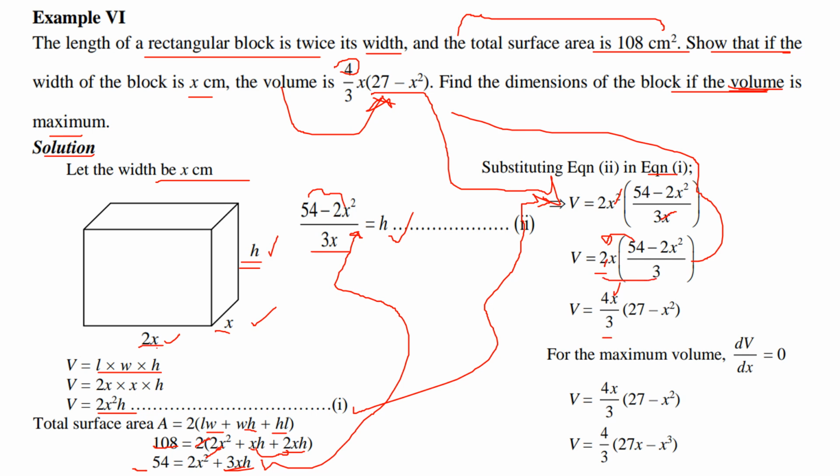And we are going to end up with a bracket of 27 minus x squared. And this is what was required to be shown. Now the other thing was, volume was quoted to be maximum. So for volume to be maximum, the first derivative with respect to x must be equal to 0. So we have to find the first derivative of volume with respect to x.